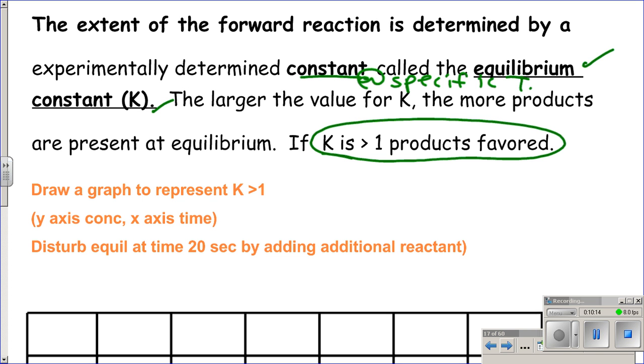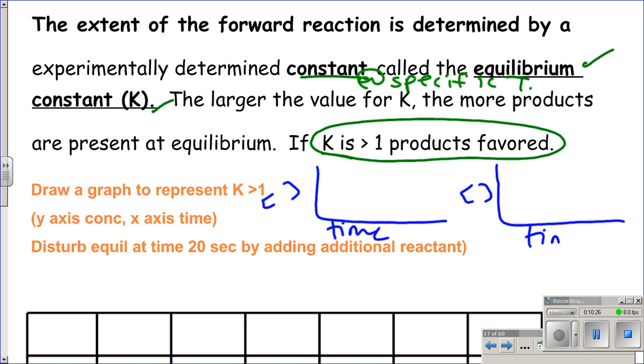So I want you to draw yourself two little graphs along with this example. Label them concentration versus time. I want you to draw one of them where K is greater than 1, products are favored. And then the other one, K less than 1. What does K less than 1 mean? Reactants are favored. So tell me how you're drawing the products favored one.